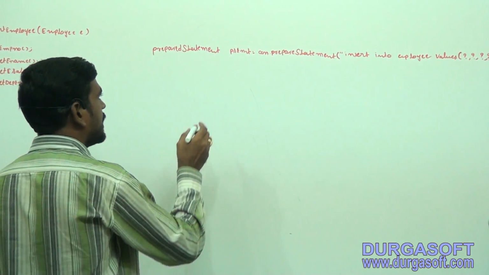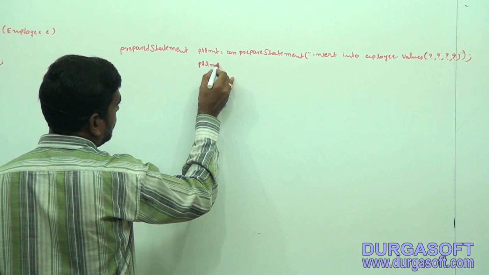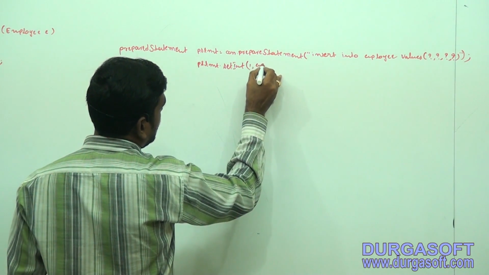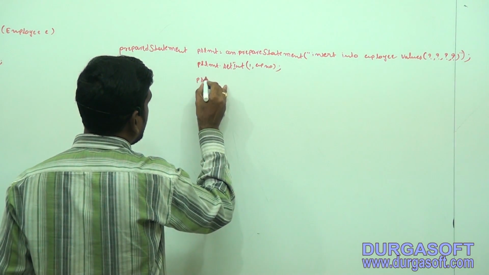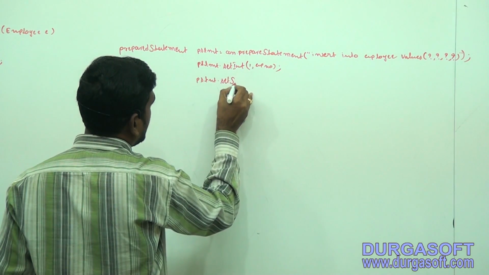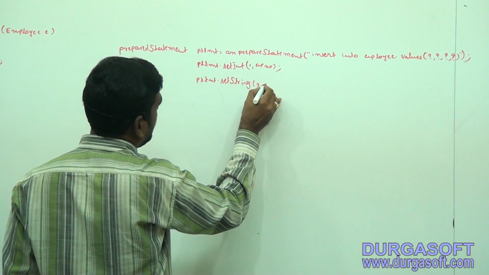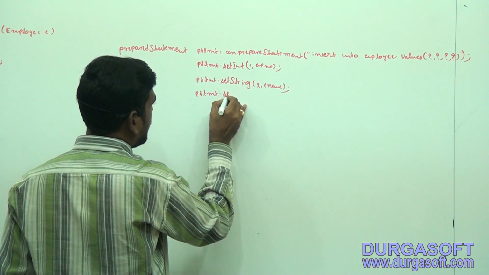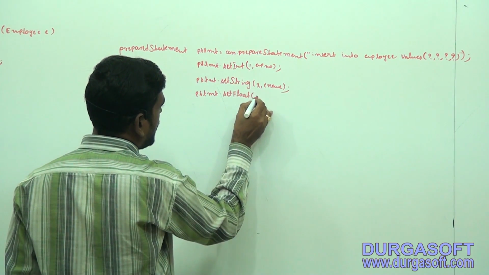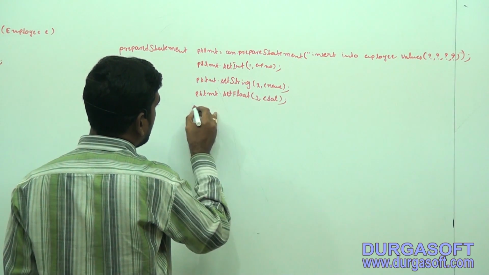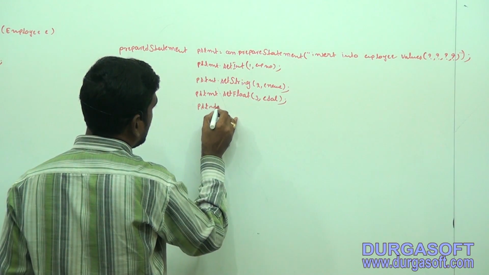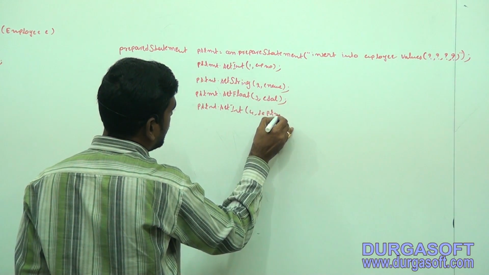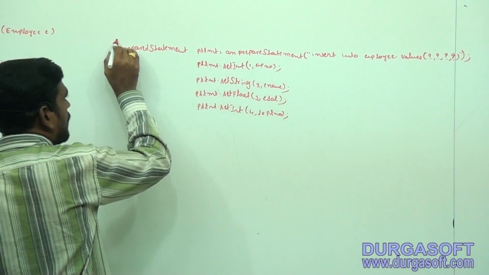Now after generating the query, we can set like this: pstmt.setInt(1, empNumber). The next, pstmt.setString(2, ename), pstmt.setFloat(3, esal). Then pstmt.setInt(4, deptNumber). We have to set like this if at all we are using JDBC.